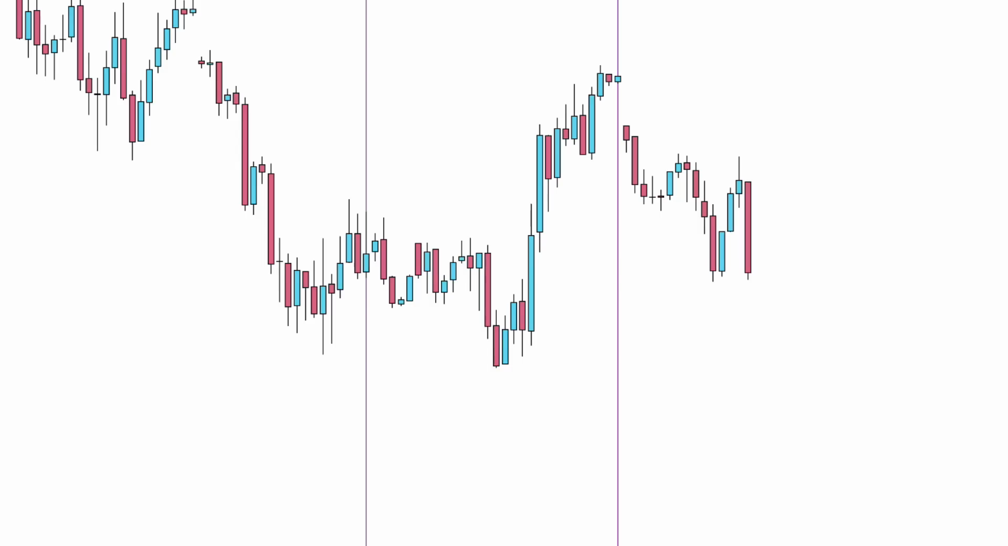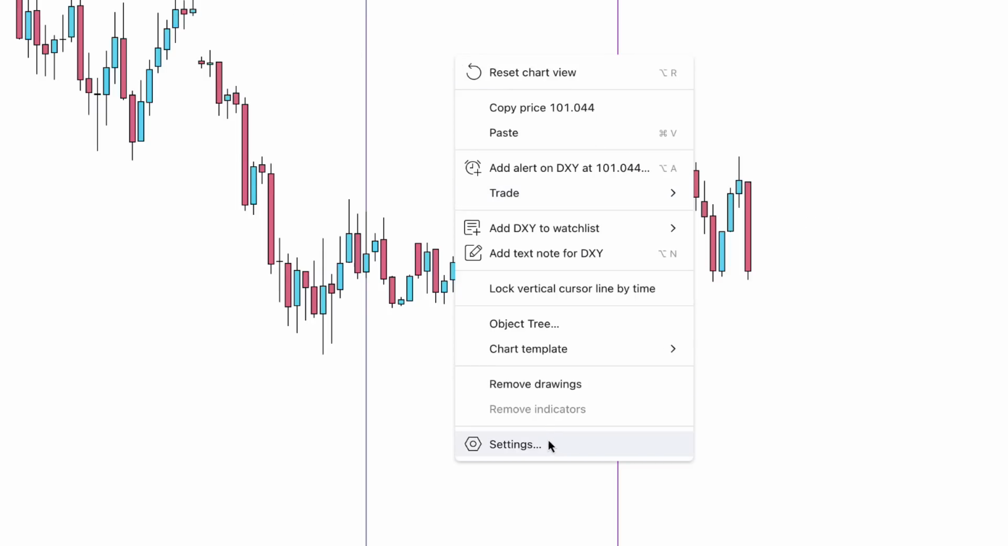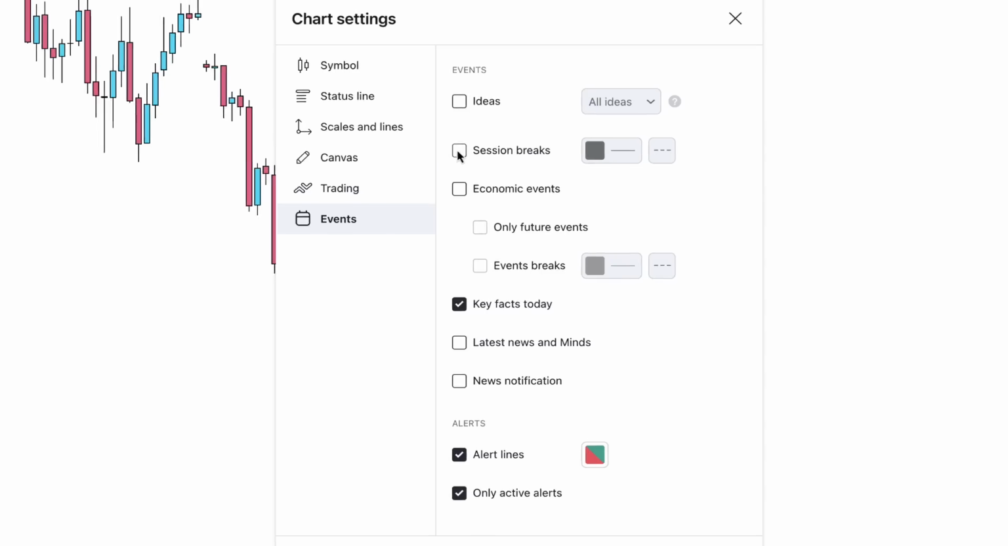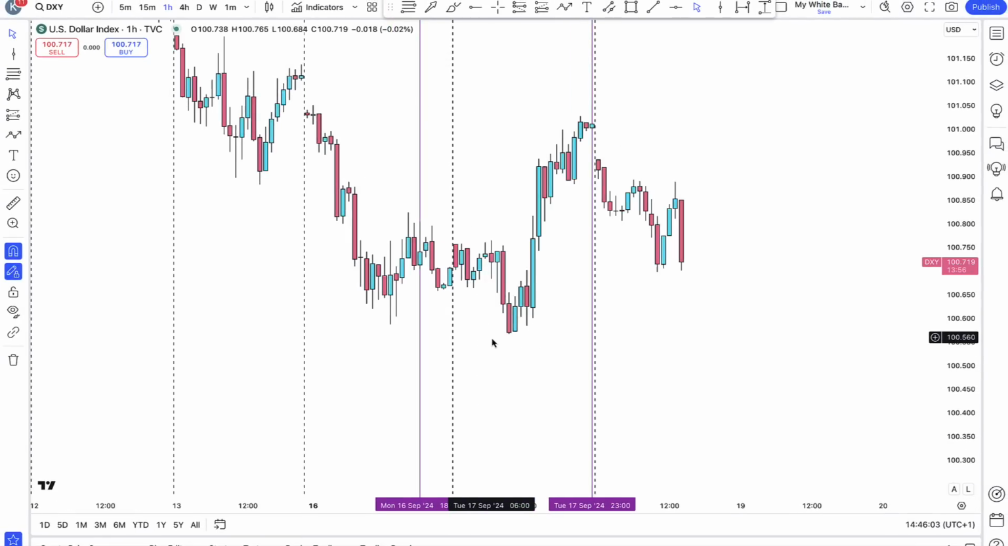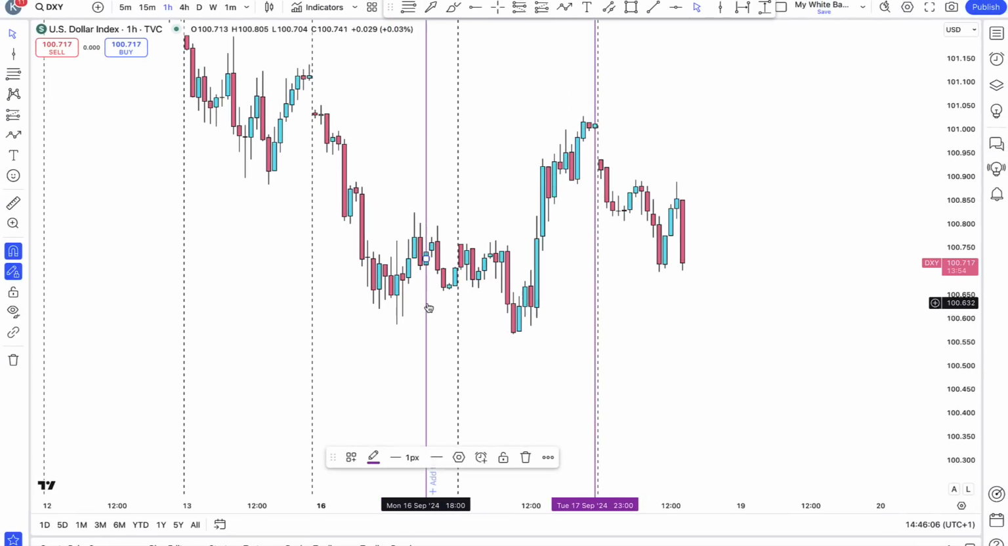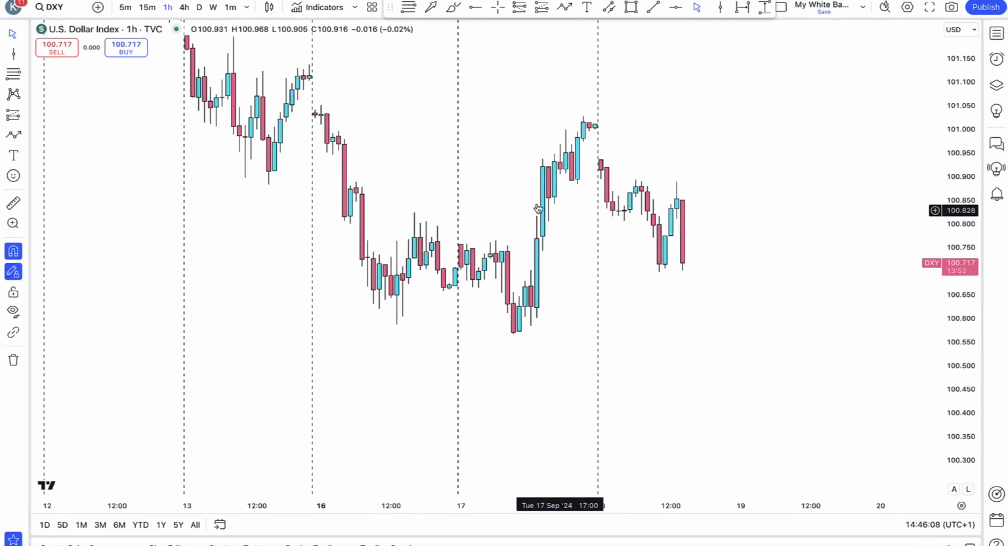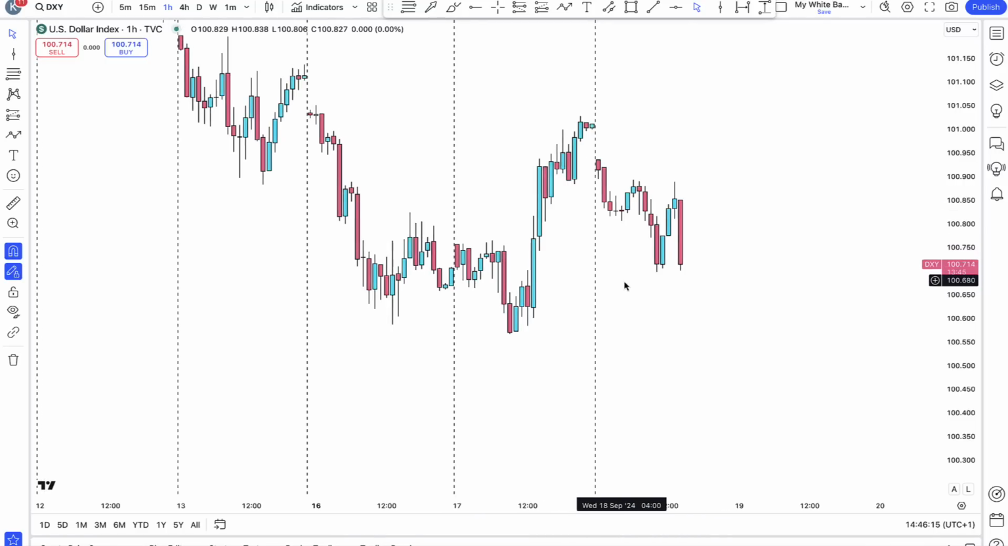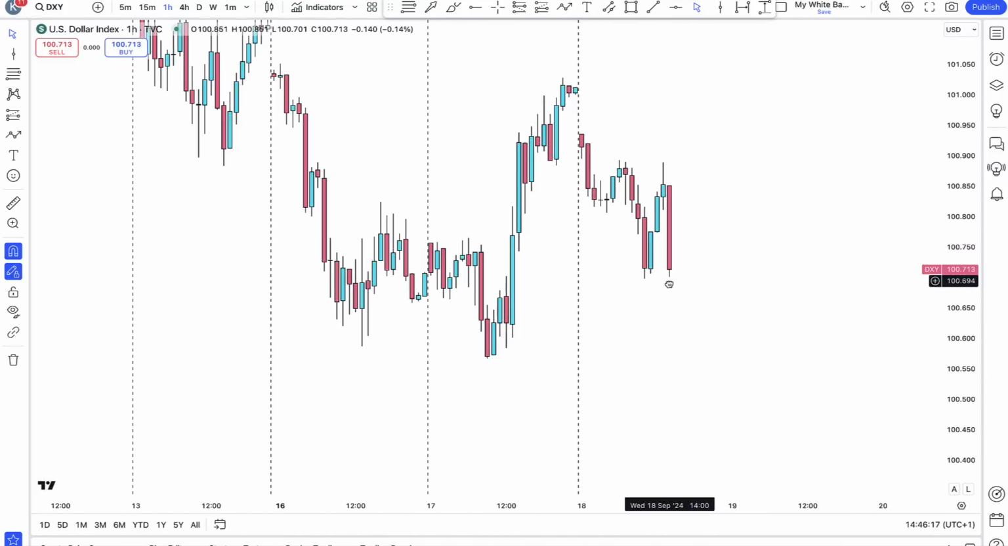Or if you want to get within a particular price action of that day, for example, this is the 1 hour time frame, I'll simply go to settings, come to session breaks, click on it, and then it will help me see every single trading day. These are the session breaks. This was yesterday. This is today. I hope you are seeing it. So look at what price did.